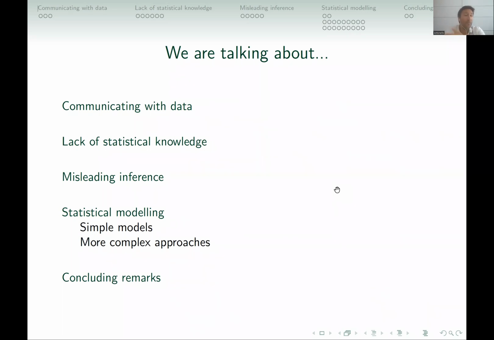Then we move forward to the effect of a lack of statistical knowledge on the general opinions. And not only that, there is an economic impact of badly performed statistical modeling, which we should take into account, especially during a pandemic. Then I will talk briefly about how we managed the epidemic in Italy and how inference and statistical modeling were performed. And then I will show you the more technical part, the statistical modeling, what we did, starting from very simple models to more complex approaches.